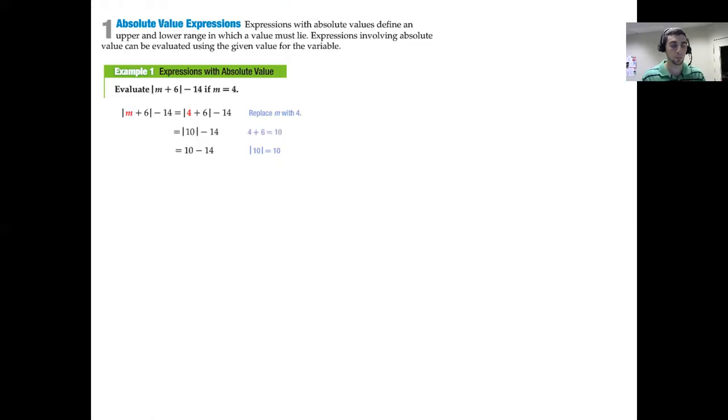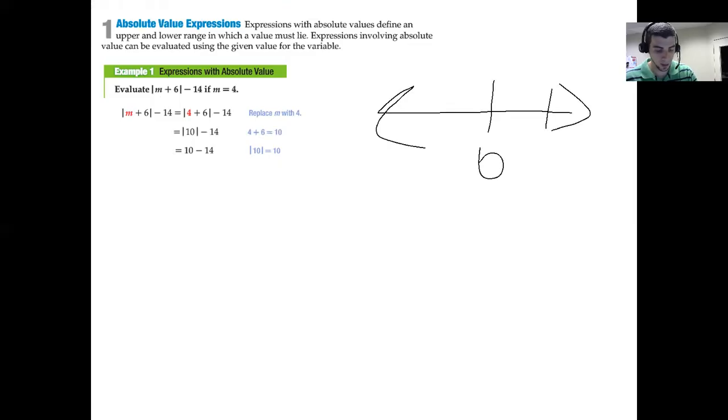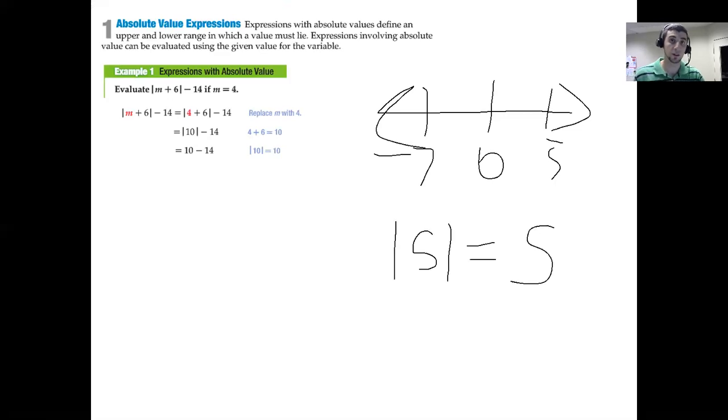So just real quick to show you what I'm talking about. Here's 0. If I have 5 and negative 7, the absolute value of 5 is 5 because 5 is 5 steps from 0 on the number line. Absolute value of negative 7 is 7 because negative 7 is 7 steps from 0 on the number line.